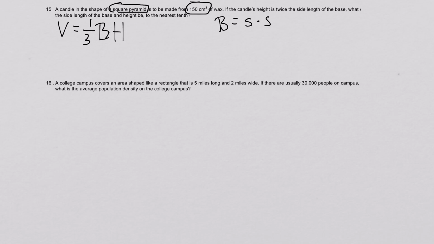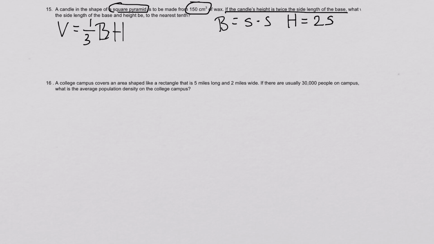Whatever the side is. So let's continue reading. If the candle's height is twice the side length of the base, okay, stop right there and interpret what that means. The candle's height is twice the side length of the base. I'm going to write that down in algebraic terms so that I understand what it's trying to say. So H is equal to 2S, where S is the side length of the base.